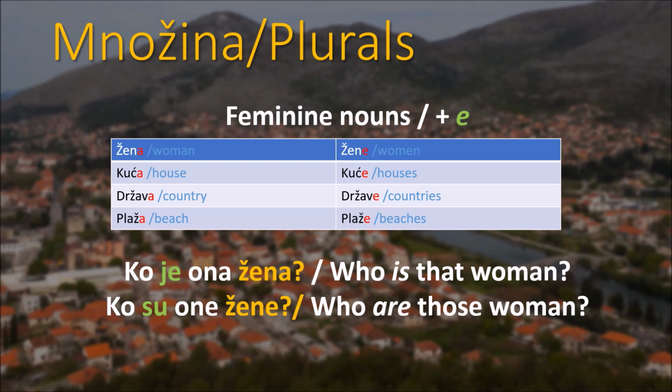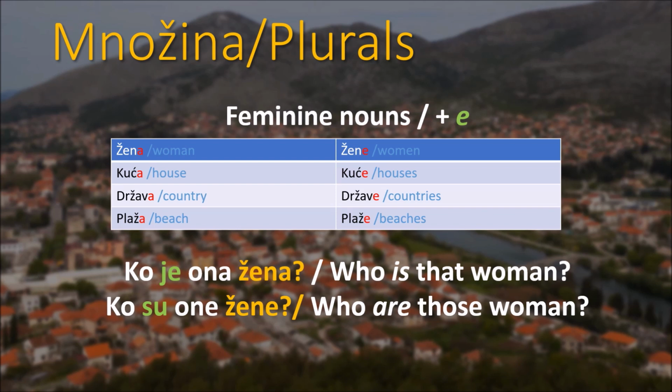So let's take a look at the example below. Ko je ona žena? Who is that woman? Ko su one žene? Who are those women? As you're already noticing, I have already highlighted the je and su in here.